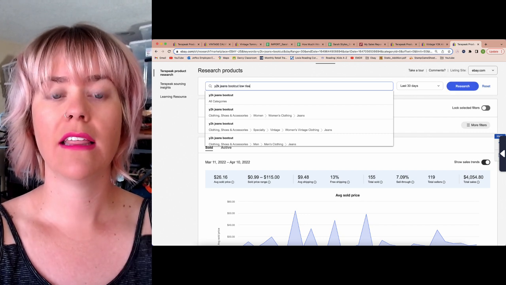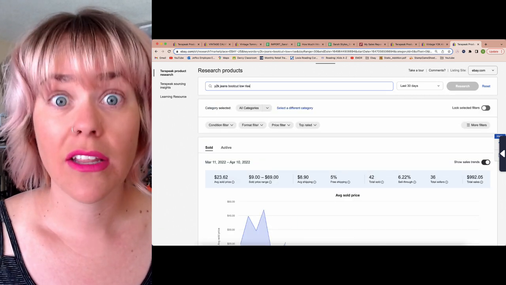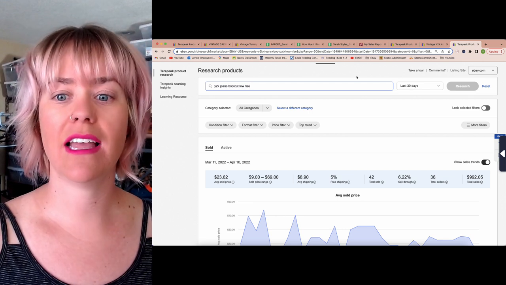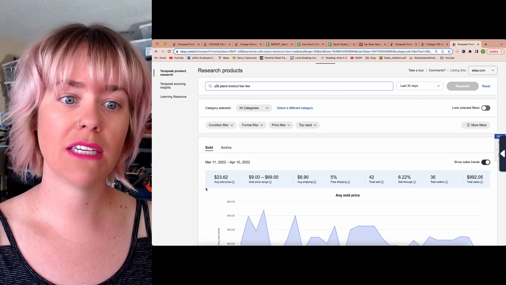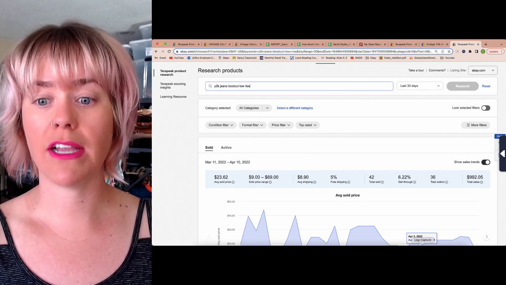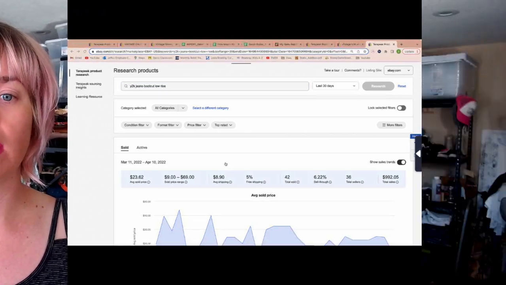Let's do low-rise. Think Christina Aguilera, right, friends? Christina Aguilera with the super low rise and the super flare. And now we're up at, oh, that's interesting. We're at a 23 average sale price, and that went down to a 6% sell-through rate. So you can definitely go in here and mess around, type in different keywords. Like I said, you don't have to sell women's clothing, shoes, and purses. This strategy is going to work regardless of what you sell. I'm just showing you how I use it for what I sell.